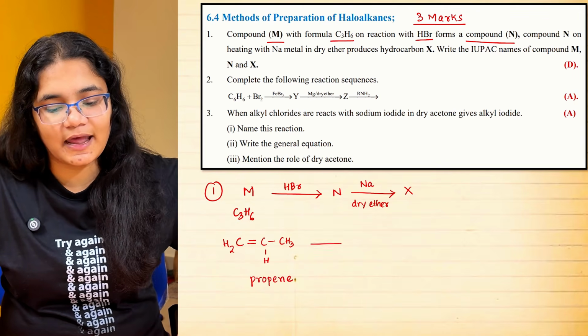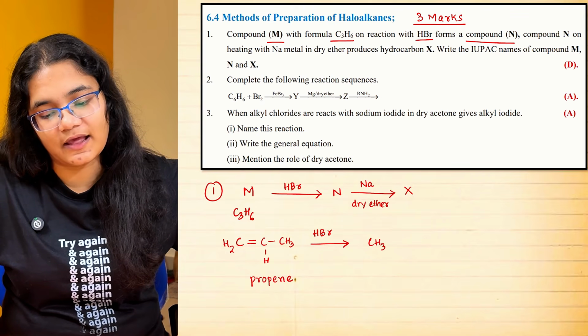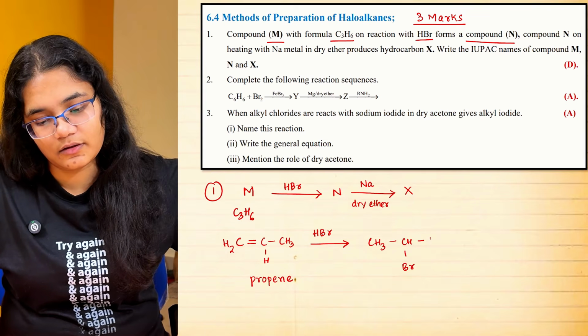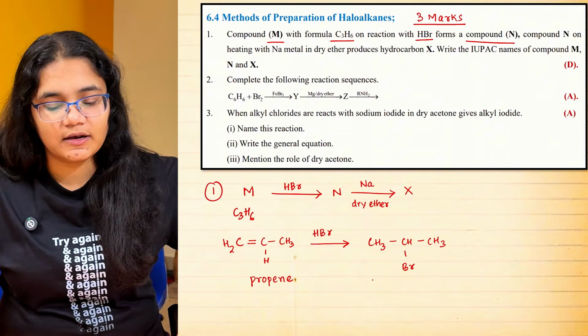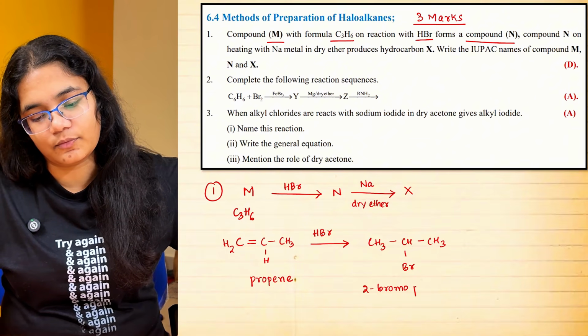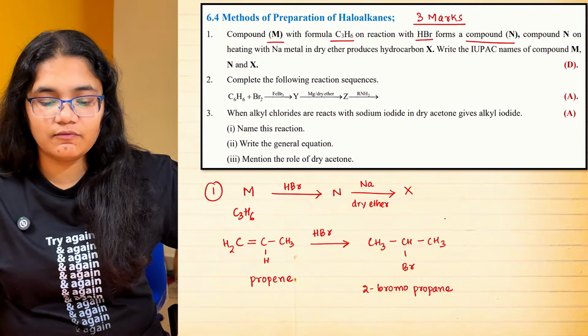Now when you add HBr, what will happen? Markovnikov's rule will be followed, and you will have CH3, CHBr, CH3. Now what is this one? This is 2-bromopropane.